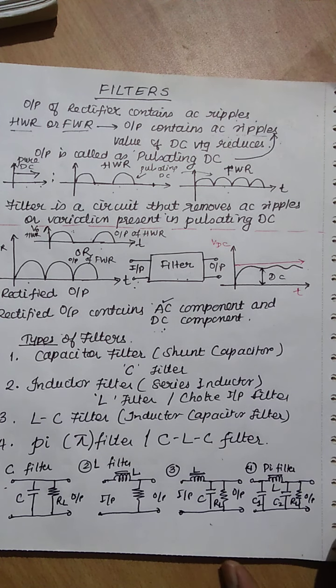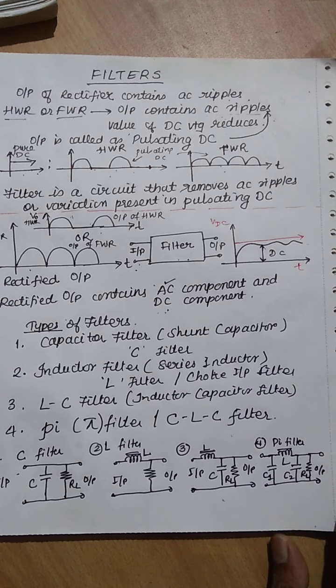So these are the circuits, filter circuits for different types of filters: capacitor filter, inductive filter, LC filter and pi filter. Now we will discuss each of the filter in detail. What will be the output when the rectified output is given as the input to this filter, and how will the pure DC be obtained. So we will discuss one by one.